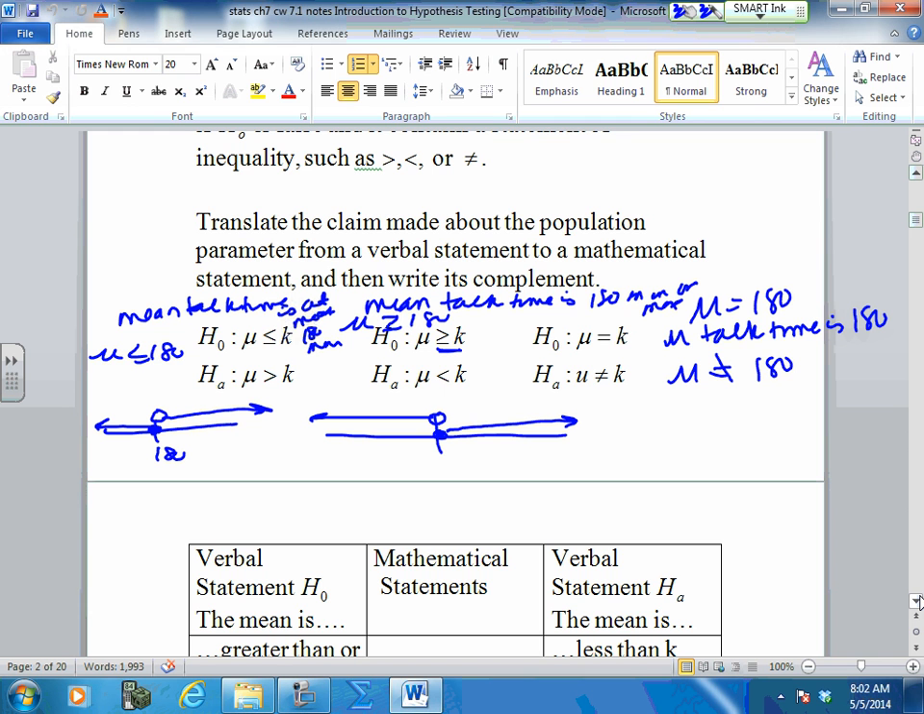So if I give you this statement, my mean talk time is more than 180 minutes, how would I write that? My mean talk time is more than 180 minutes. Good. Mu is greater than 180. Would this be my null or my alternative? No. The null contains the equal sign. This is your alternative.